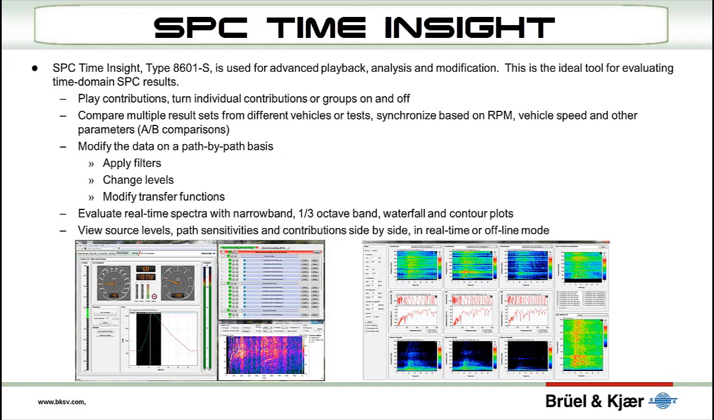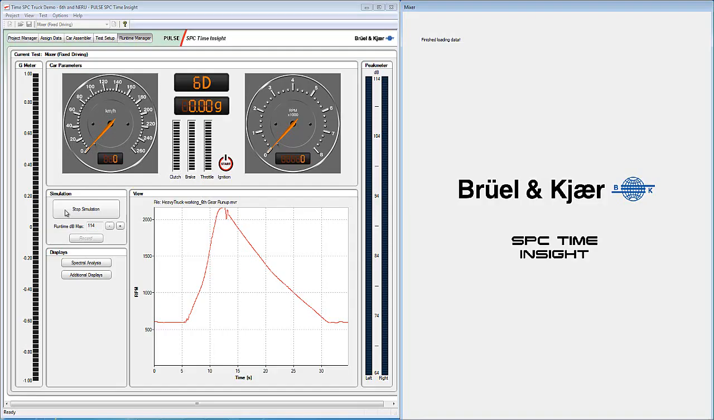SPC Time Insight is used for the playback, analysis, modification, and evaluation of your Time SPC results. You can play back the contributions either all together or as groups or individually. You can compare models side by side. You can modify your data on a path-by-path basis. This is especially useful for target setting and troubleshooting. And you can also view all the results in the frequency domain.